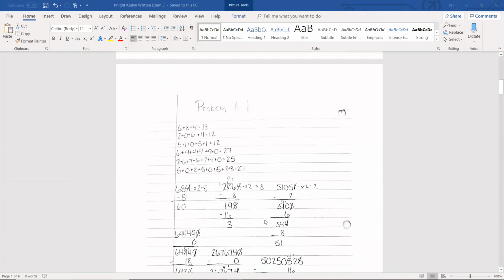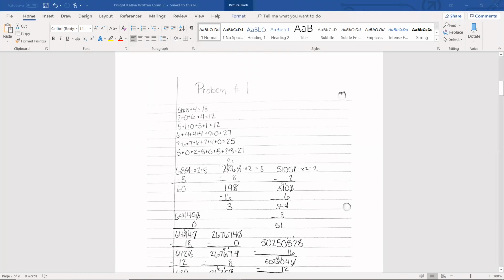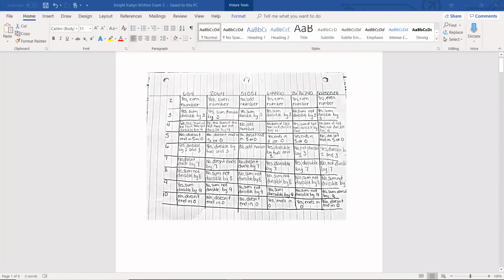And right here I've written down the first number: 6 plus 8 plus 4 is 18. And 18 is divisible by 3. 3 goes into 18 6 times. So the answer would be yes, the sum is divisible by 3.